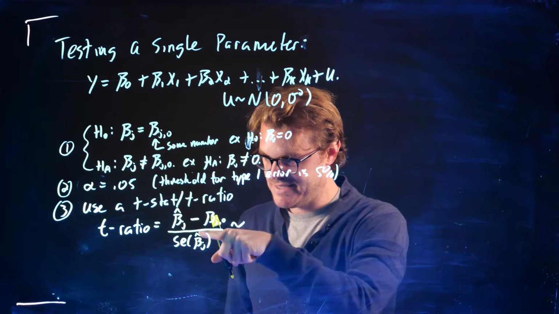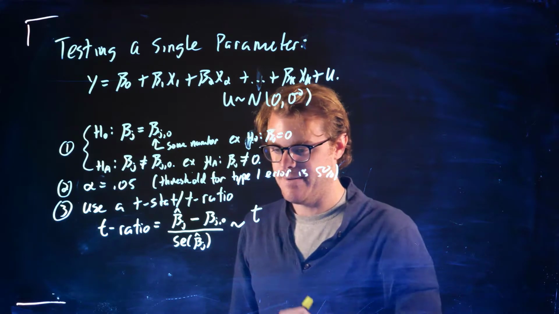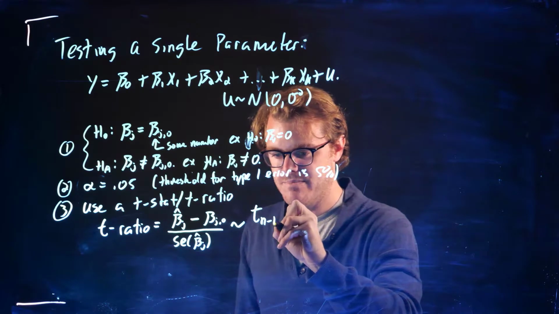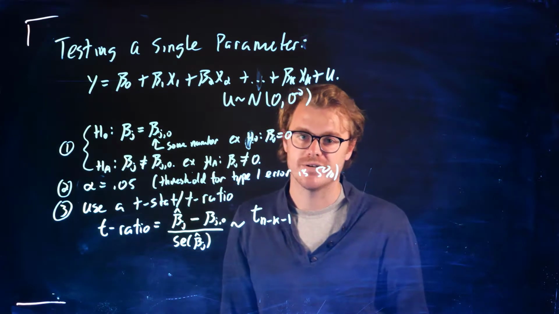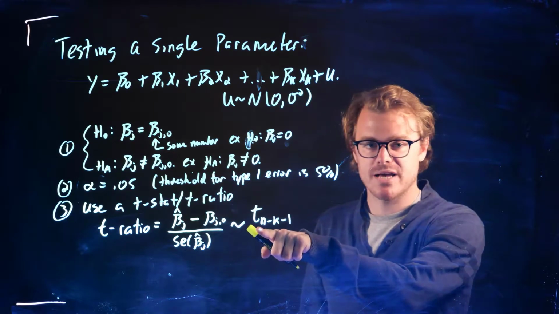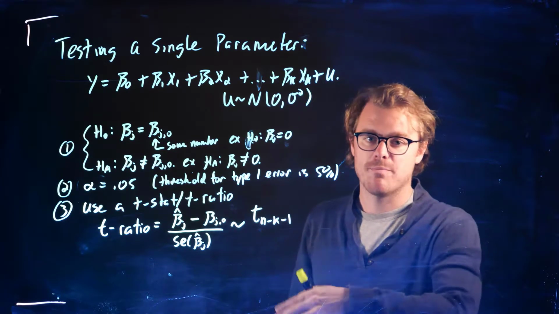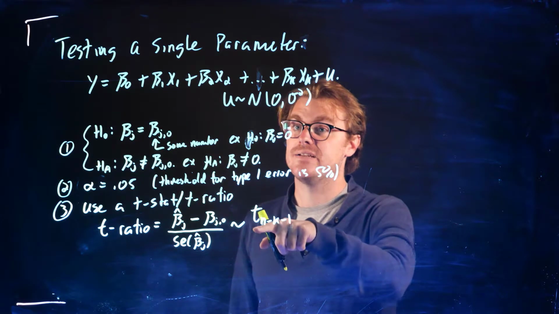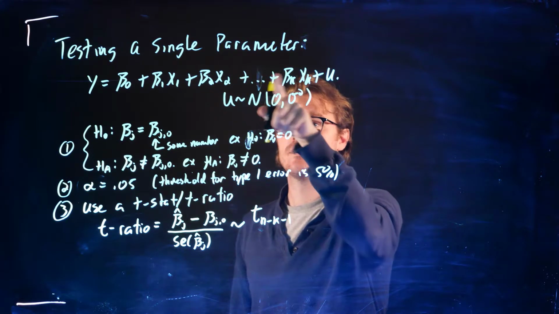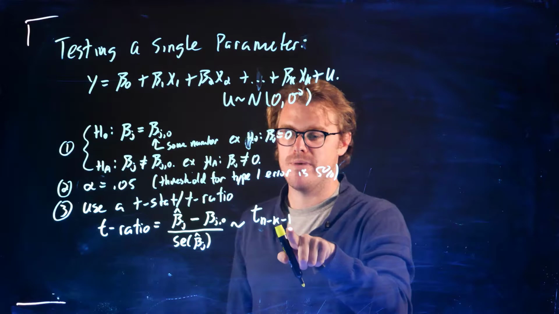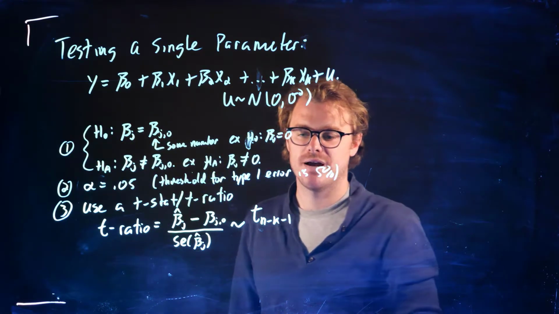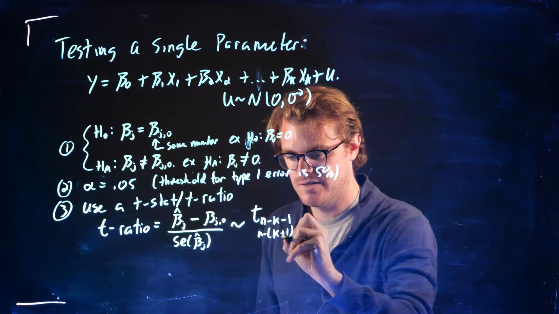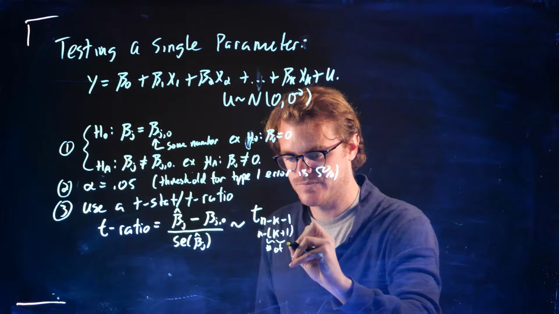And this t-ratio is going to have a t distribution, a Student's t distribution, with n minus k minus 1 degrees of freedom here. So remember, n is the sample size, so the number of people or firms or whatever that we're looking at in the data set. This k is the number of independent variables, and minus 1 is for that extra intercept that we have there. So you can always think of it as n minus (k plus 1), right? We talked about that before. This is the number of parameters that we're estimating.